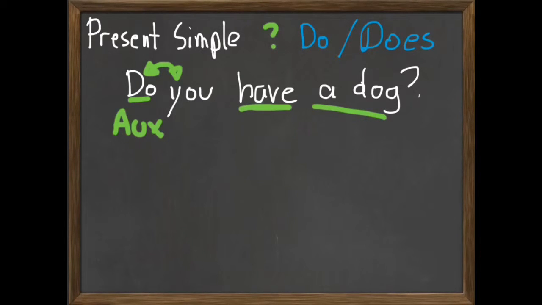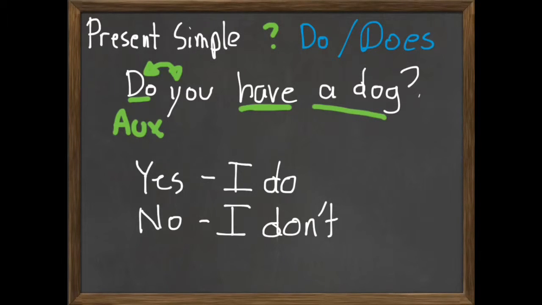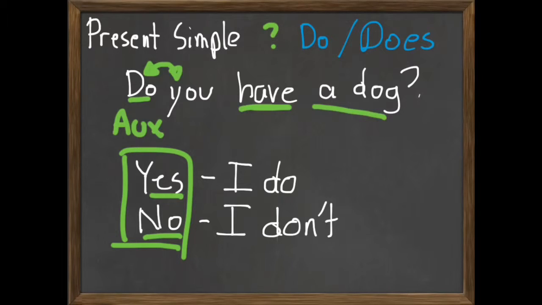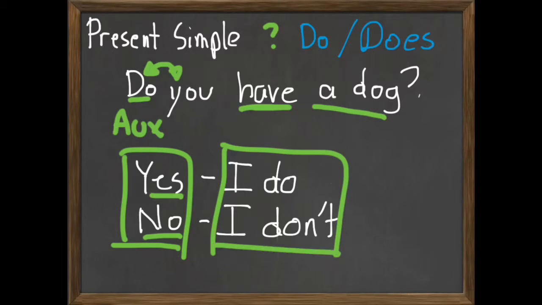To answer this question, we would place the answer, yes or no, and its corresponding conjugation of the verb. Short answers. For example, yes I do or no I don't. Remember, we don't only say yes or no, we have to add the short answers when talking.